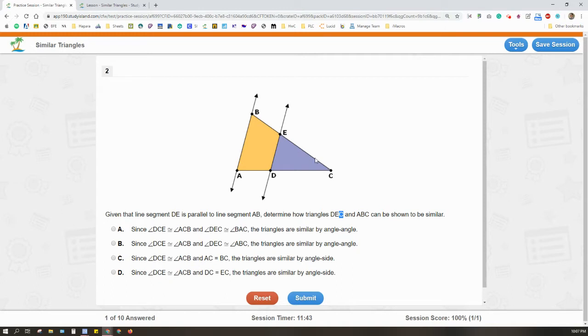When one triangle is within another triangle, oftentimes they share an angle. And to prove that those two triangles are similar, you'll have to point out that because they share an angle, that is one pair of angles in each triangle that is congruent, the angle that they share.